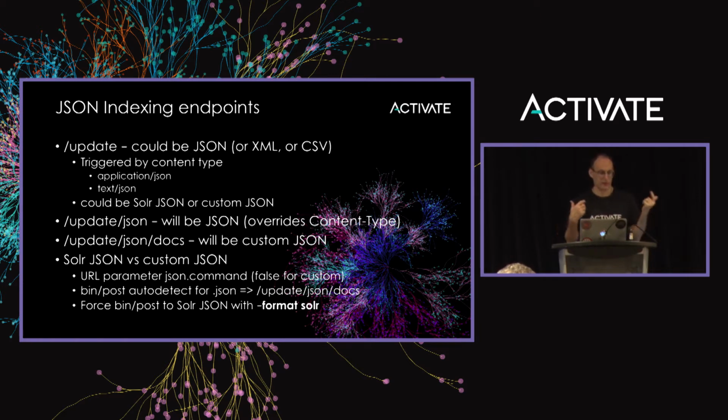When you send it to /update or /update/json, there is a parameter called json.command, which will specify which of those two you mean. If you're using the bin/post command, which is a very comfortable way to do that, there is a flag for that, -format solr. If you don't use it, it assumes it's custom JSON. That's fairly new. Those of you on version 6 probably have it the other way around. But in the latest Solr, by default, we're assuming it's your custom JSON, and we try to do the same processing on that. So you need to tell the bin/post command explicitly that it's Solr JSON.